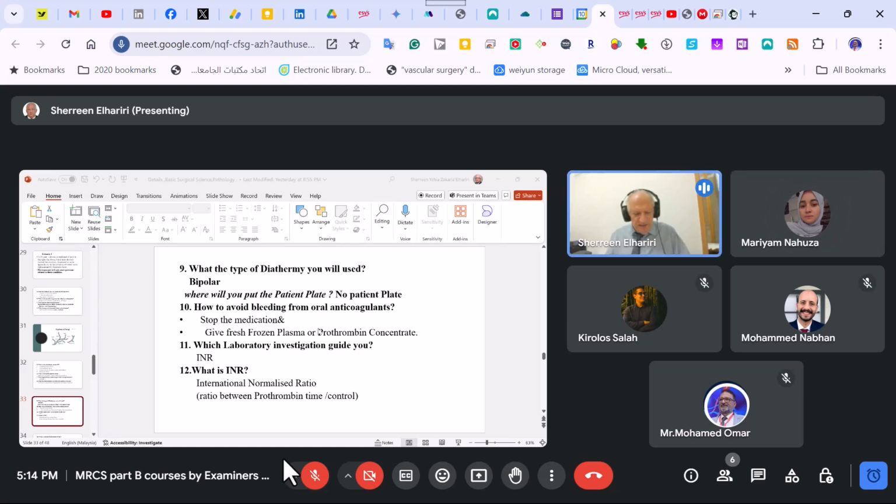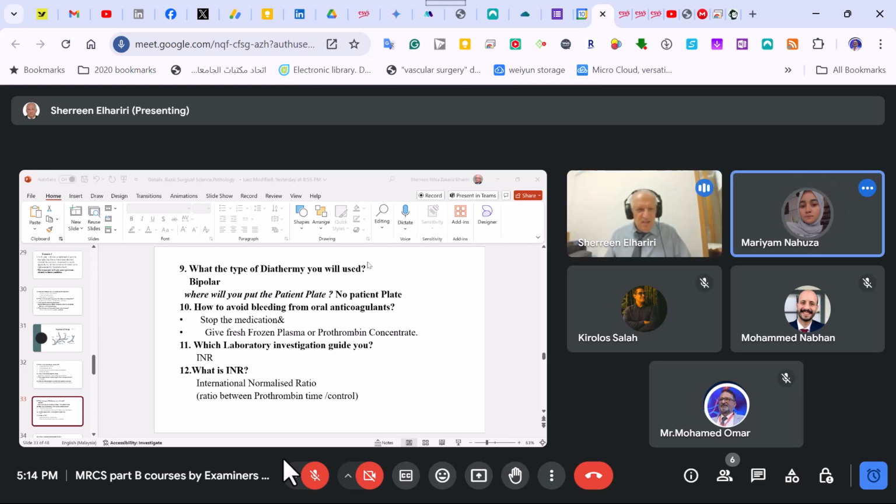So how do you avoid bleeding from oral anticoagulant in this patient? Stop the oral anticoagulant. If it is an emergency and you don't have enough time for weaning, then you give fresh frozen plasma or prothrombin concentrate. Okay, what is your guide for this medication?